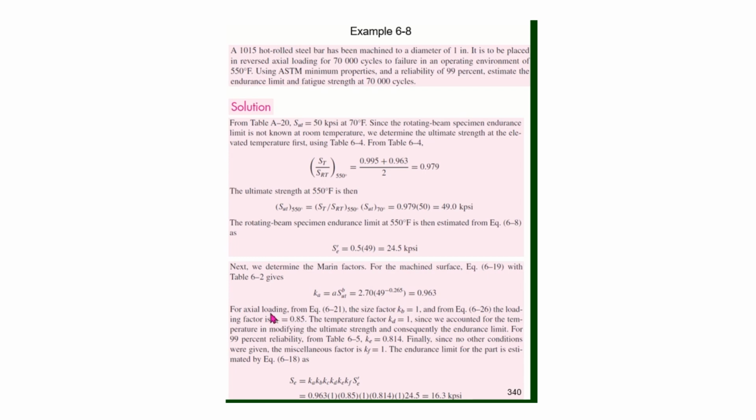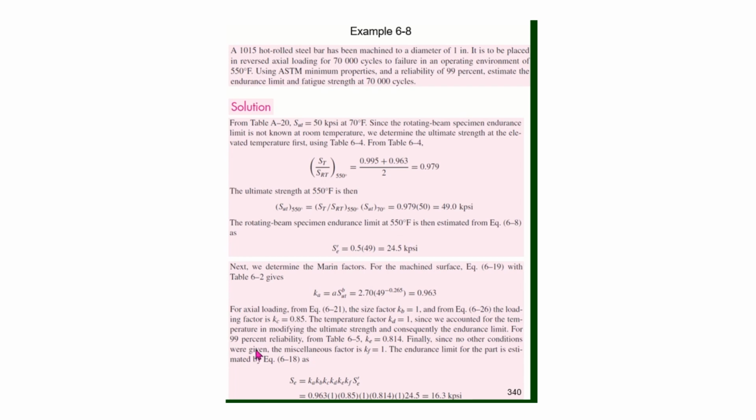For axial loading, we remember that the size factor Kb is equal to 1, and so that greatly simplifies that calculation. From the loading, we know that it's an axial loading and it's a single applied load, and so we have a Kc of 0.85. Now we have already accounted for the temperature, so even though we have temperature effects in this problem, we have accounted for them in our ultimate strength and our SE prime. So Kd is equal to 1.